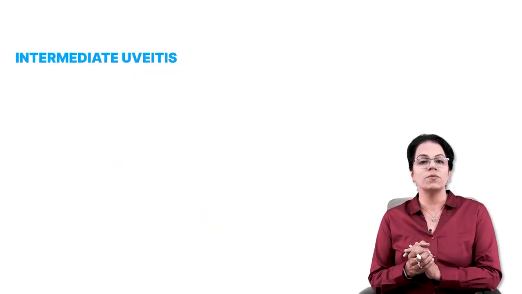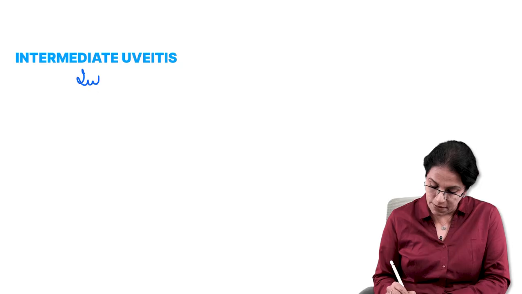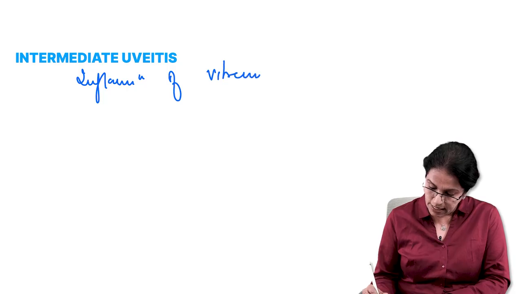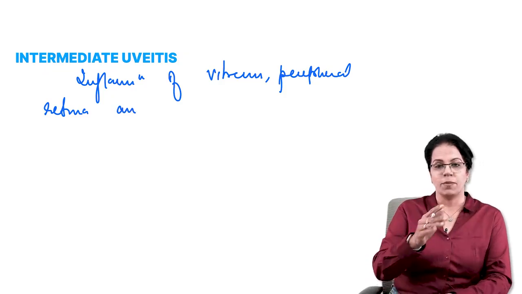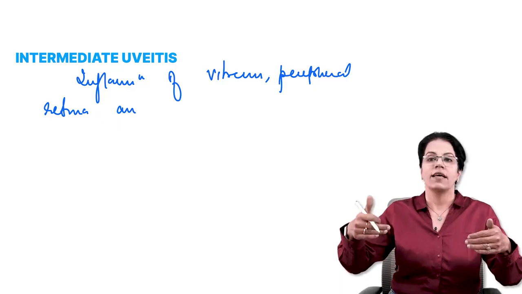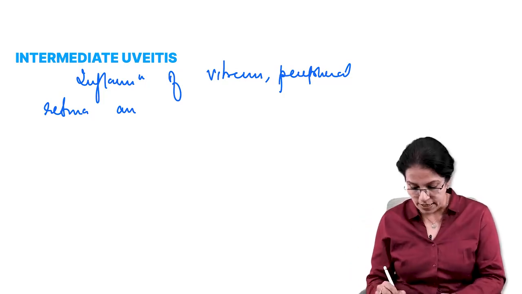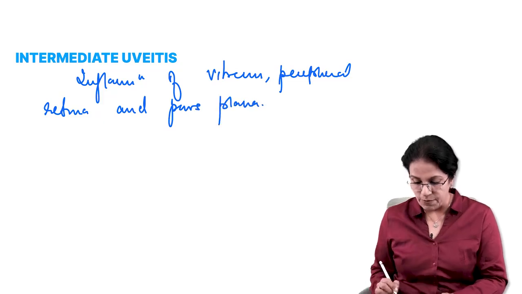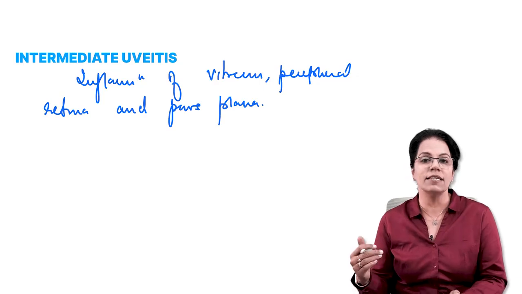Okay, so next we talk about intermediate uveitis. Intermediate uveitis, we will know that it is inflammation of the vitreous, that is vitritis. There is involvement of the peripheral retina and of course the pars plana. The peripheral most part of the retina is what? Ora serrata. After ora serrata comes pars plana. So, it is peripheral retina and pars plana, right? So, inflammation of the vitreous, peripheral retina and pars plana is intermediate uveitis.